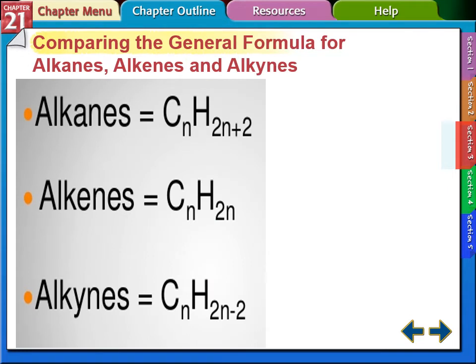Comparing the general formula for alkanes, alkenes, and alkynes. Alkanes have the general formula of CnH2n+2. So if we have C3, meaning 3 carbons, we will have C3H2 times 3 plus 2, which gives us C3H8.